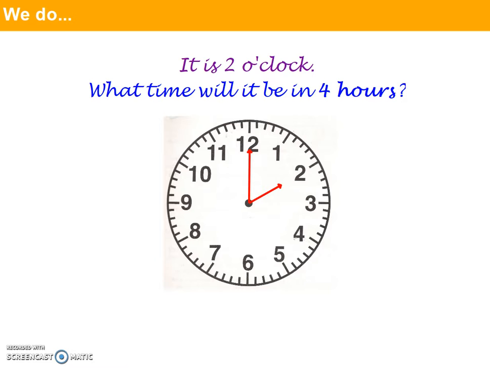Pause the video and give that a go and come and join me when you've got an answer. Brilliant work. 4 hours after 2 o'clock is going to be 6 o'clock. 1 hour, 2 hours, 3 hours, 4 hours. And of course it's our hour hand, which is going to be the one that we're most interested in, because it's going to move from 2 to 3 to 4 to 5, and 4 hours later is 6 o'clock.